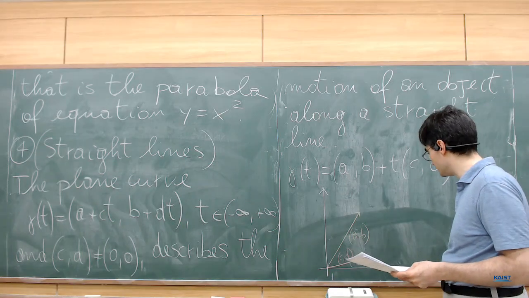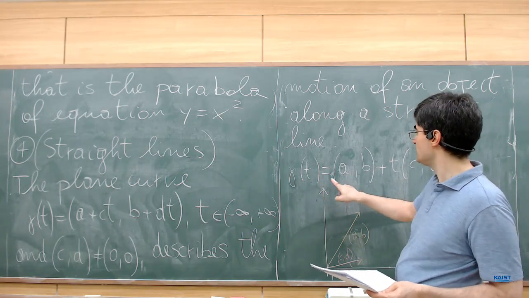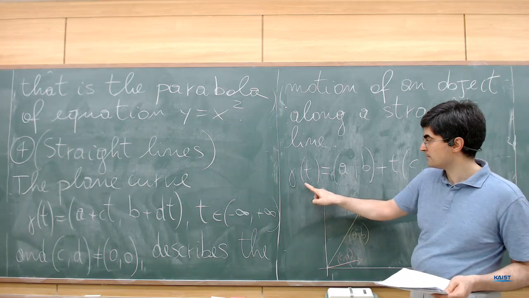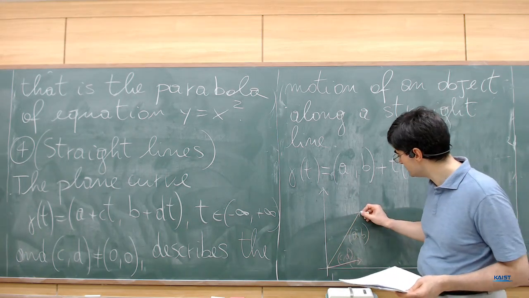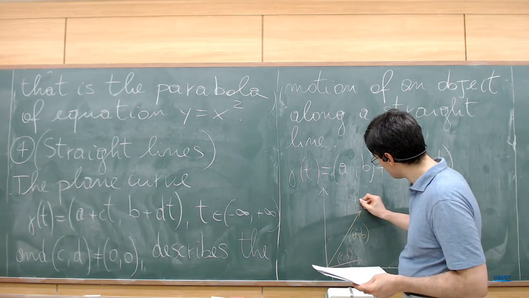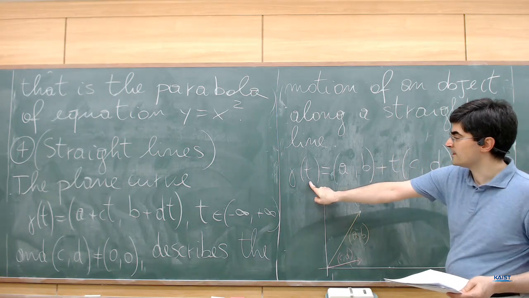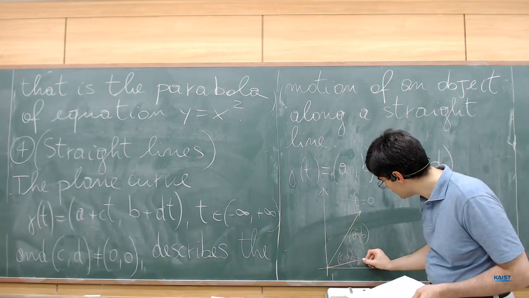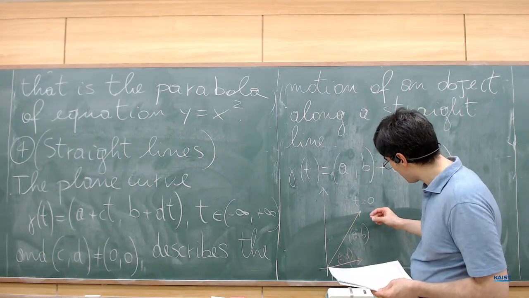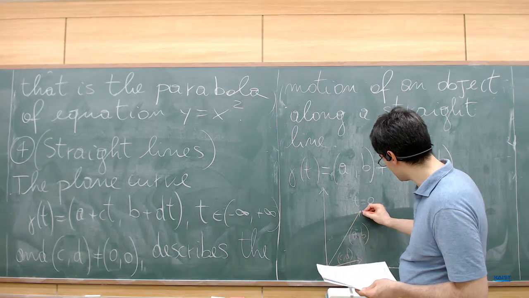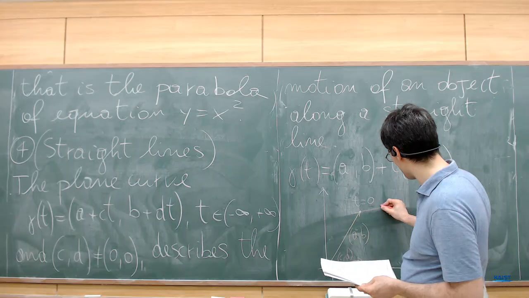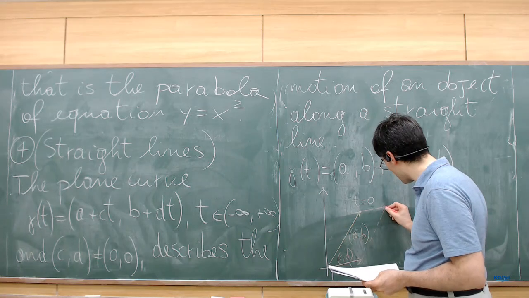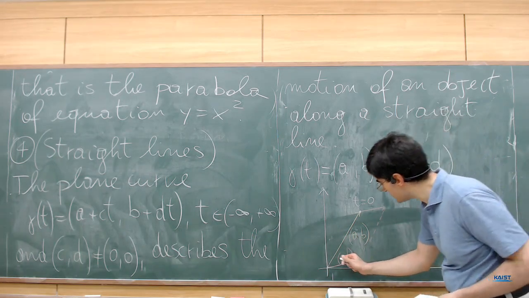So if t is 0, gamma of 0 is just (a, b). So this means that the position vector gamma 0 coincides with the yellow vector (a, b). What happens if, for example, we take t equal 1? We have that gamma 1 is (a, b) plus (c, d), and using the parallelogram rule for the sum of vectors, you get that gamma 1 is this vector here.